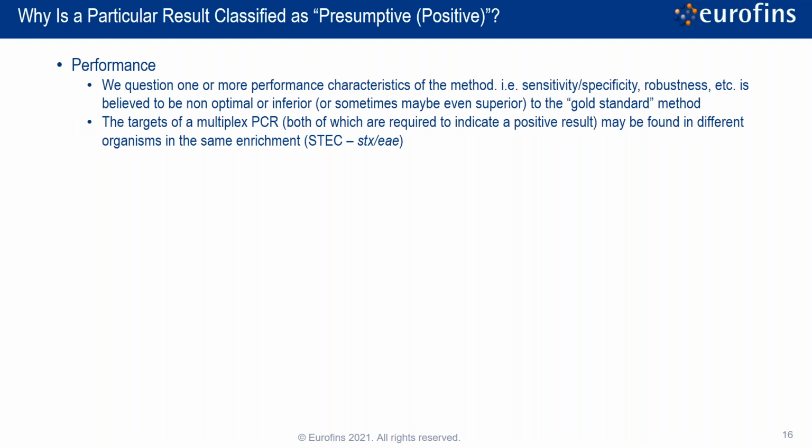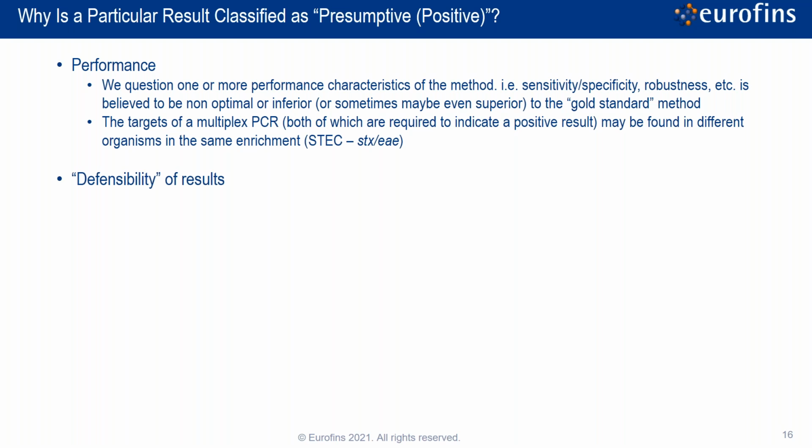So if you step back for a second and ask yourself the question of why, what is a presumptive positive? What is it about a particular result that makes it presumptive versus another result that's not considered presumptive? There are a number of reasons why you might consider something presumptive. Performance is a big one. If you have reason to question a performance characteristic of the method, for instance its sensitivity or specificity or robustness, if it's not as good as the standard method, or even if it's superior to the gold standard method, you might want to call it a presumptive result. Or in the case of a multiplex PCR where you have two targets, which may be found in different organisms, you might want to call that a presumptive result.